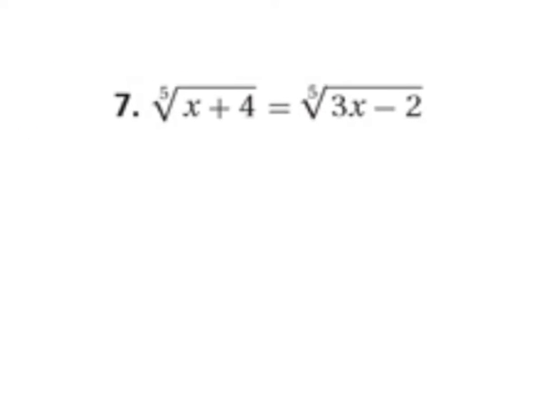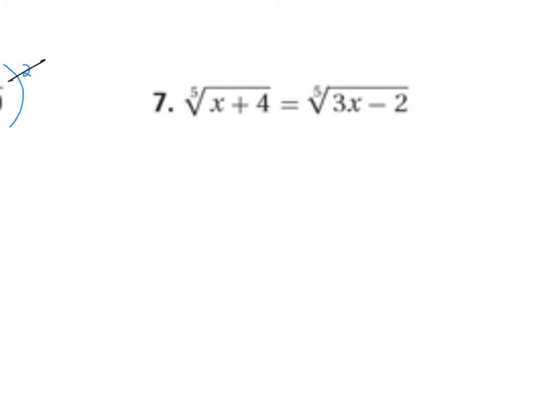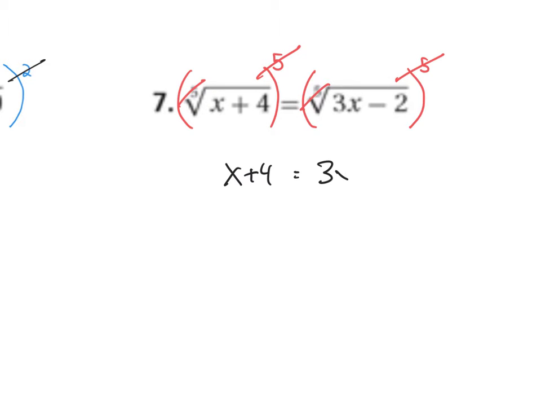All right, here we go. We got fifth root on both sides. Fifth root, how do we get rid of the fifth root? You betcha, to the fifth power. Well, let's go to the fifth power. Well, this is nice. Fifth power, fifth power. And then we got x plus 4 is equal to 3x minus 2. And we would go from there.